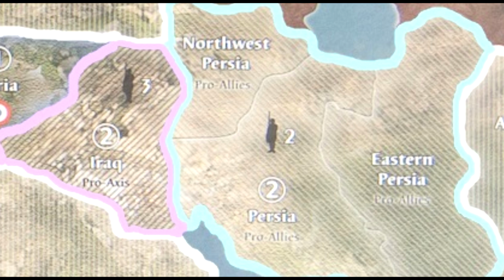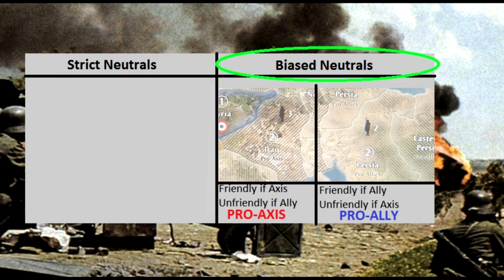They sympathize with them. All pro-Ally and pro-Axis means is that if you're an Allied power and you move into a pro-Allied country, the country will not fight you and its armies will join your ranks. If you're an Allied country and you move into a pro-Axis country, then that pro-Axis country will become hostile and fight your invading troops. The same is true for the Axis powers, but vice versa, of course.